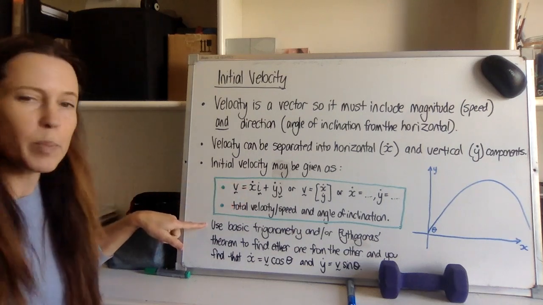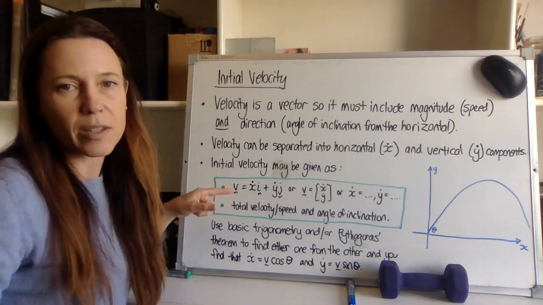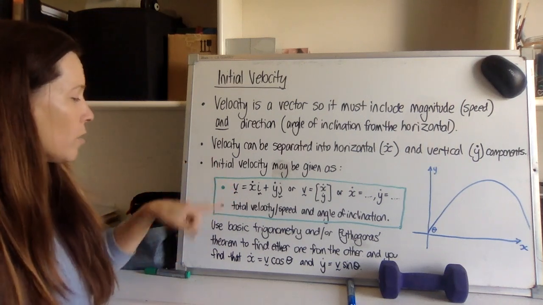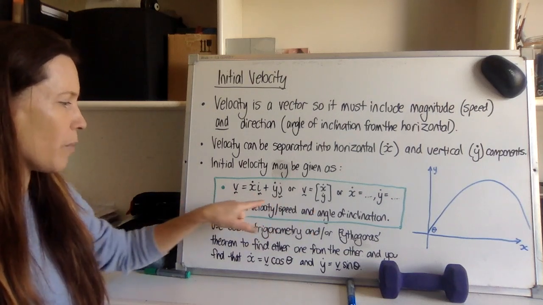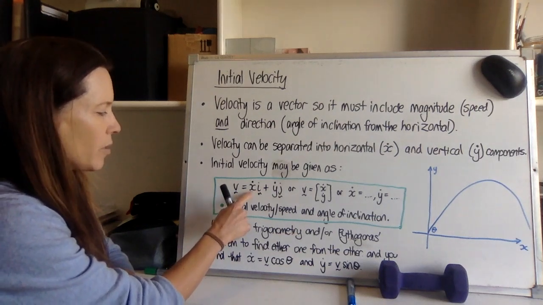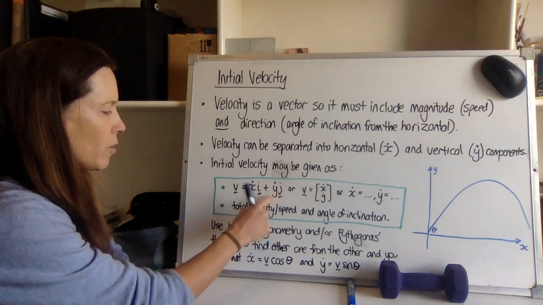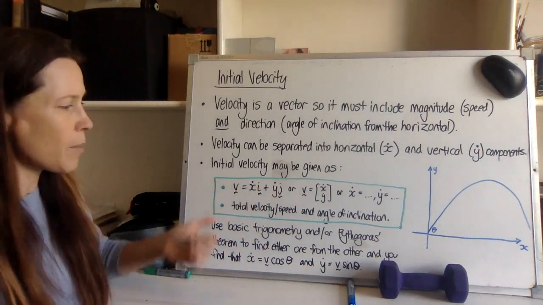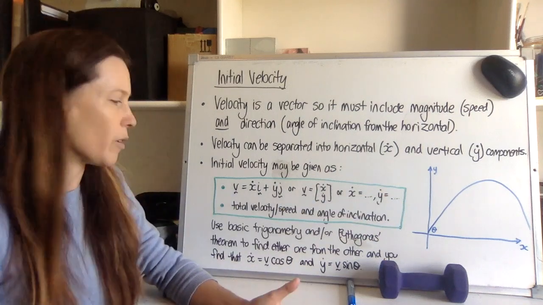We can actually use basic trig, and we can use Pythagoras' theorem to go between these two, and this is really quite straightforward. Now, it could be given as a vector, and so it might be given in column notation or in component form, and what that's doing is it's breaking the velocity up into the horizontal part and the vertical part, where each of these are your horizontal and vertical components. They might even just say x dot equals and y dot equals and let you go from there.